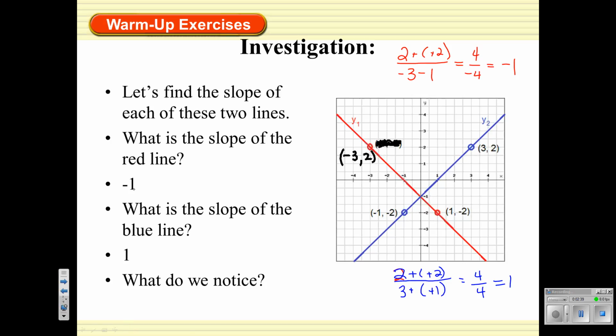And what do we notice? We notice that the slope of this one is negative 1. The slope of this one is positive 1. And interestingly enough, they look like they would be perpendicular. In other words, that they would intersect at 90 degrees. We don't know for sure, but we think they would intersect at a 90-degree angle. And notice their slopes. One is negative 1, one is positive 1. Now you might be thinking that if you have a positive 4 slope, the perpendicular line might be negative 4. But let's just look and see what happens.